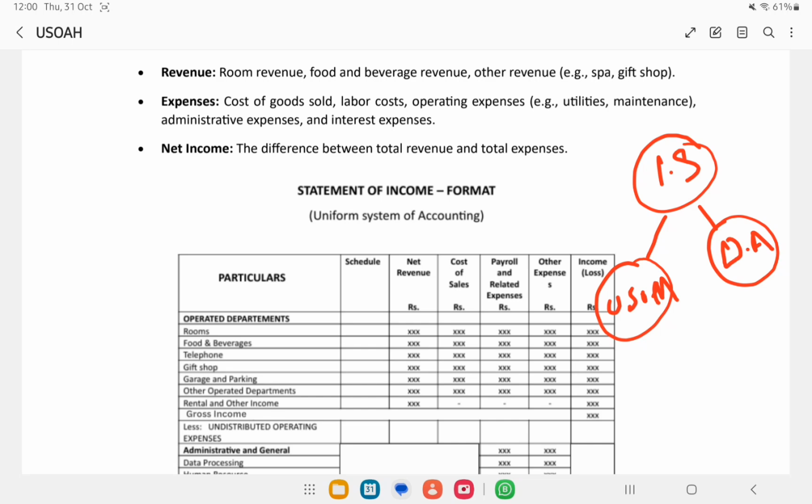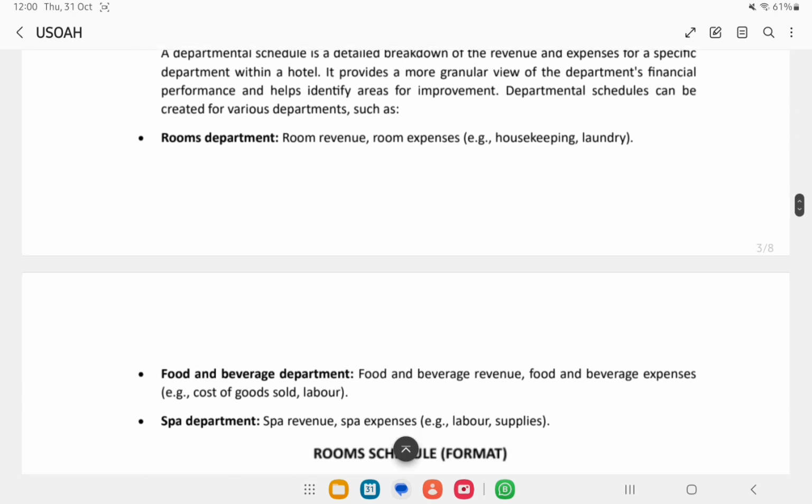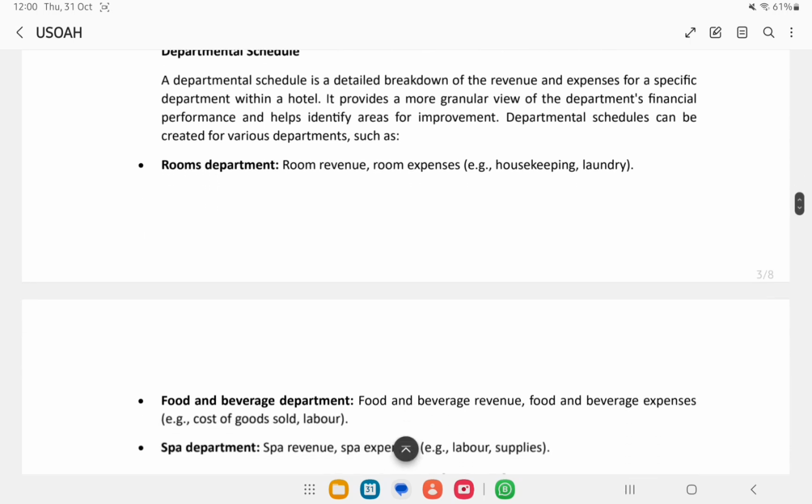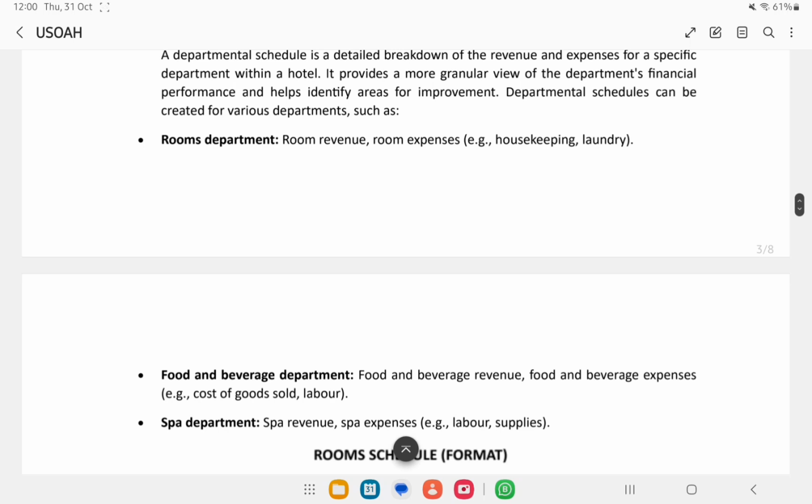So before going into the income statement, let's see what a departmental schedule is. A departmental schedule is a detailed breakdown of the revenue and expense for a specific department within a hotel. It provides a more granular view of the department's financial performance and helps identify areas for improvement. So a departmental schedule is a part of the income statement. It is a miniature form of the income statement that speaks about any specific income-earning department of the hotel. Here are some examples.